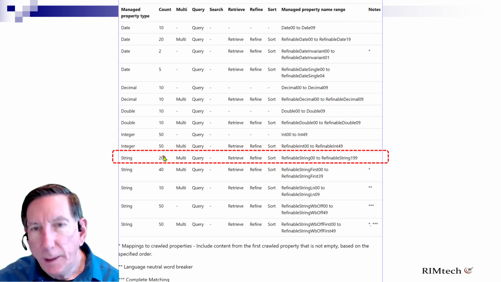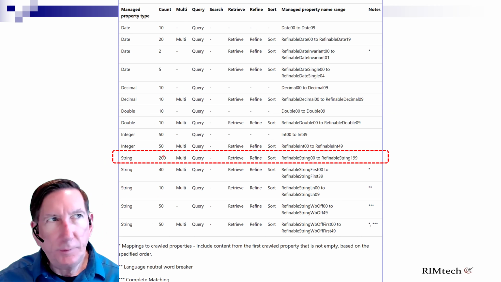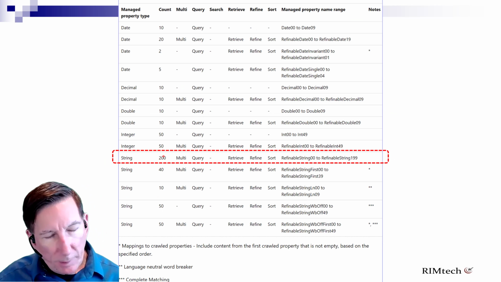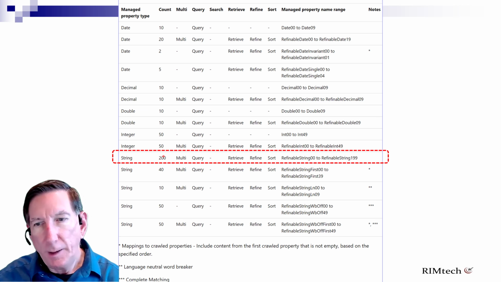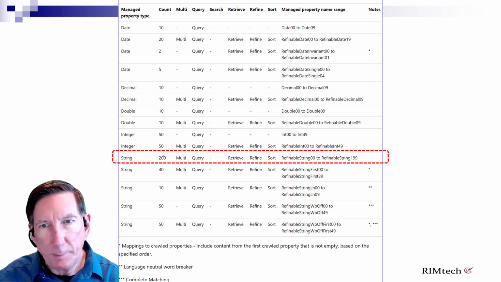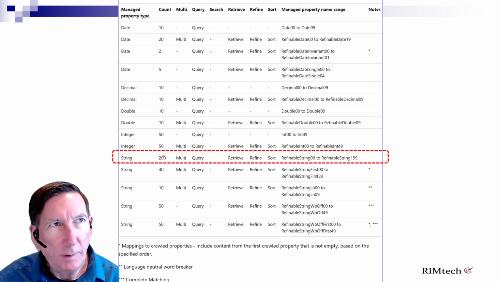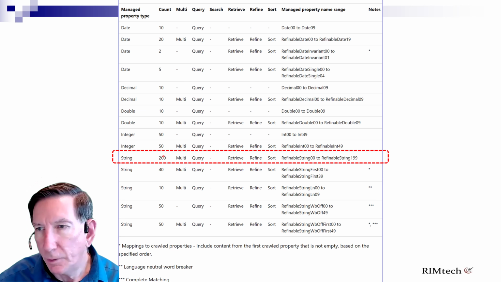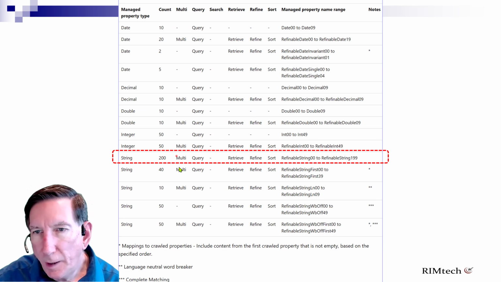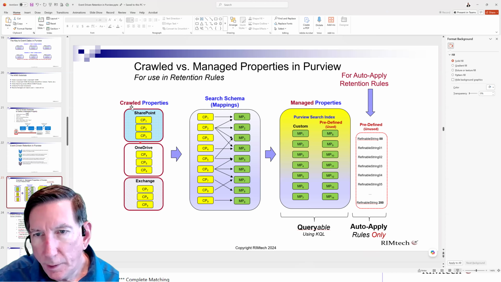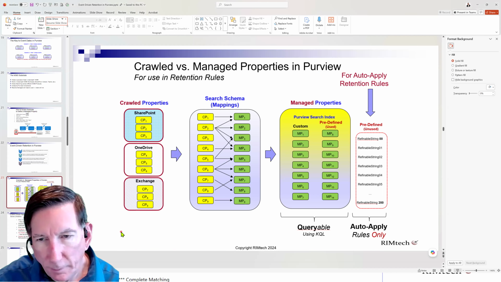So the idea is that you have to map a crawled property to a managed property, and then map a managed property to a refinable string. Only then can you use it in an event-driven retention rule, okay? So this is an example right here, refinable string 00. I'll just jump right back into Purview momentarily.